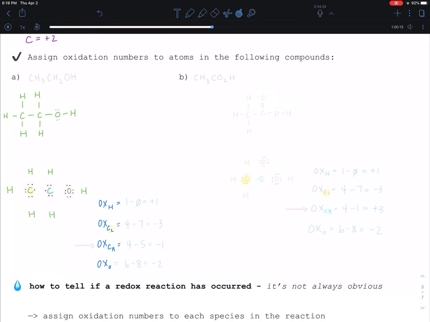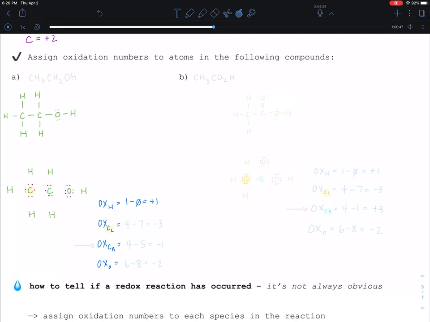What we're going to do is take the number of valence electrons for each of the species, and subtract the number of electrons around that atom in our fantasy ionic structure. So for hydrogen, hydrogen has one valence electron. And in our little ionic structure there, none of those hydrogens have any electrons around them, so zero. All of our hydrogens are in the plus one oxidation state.